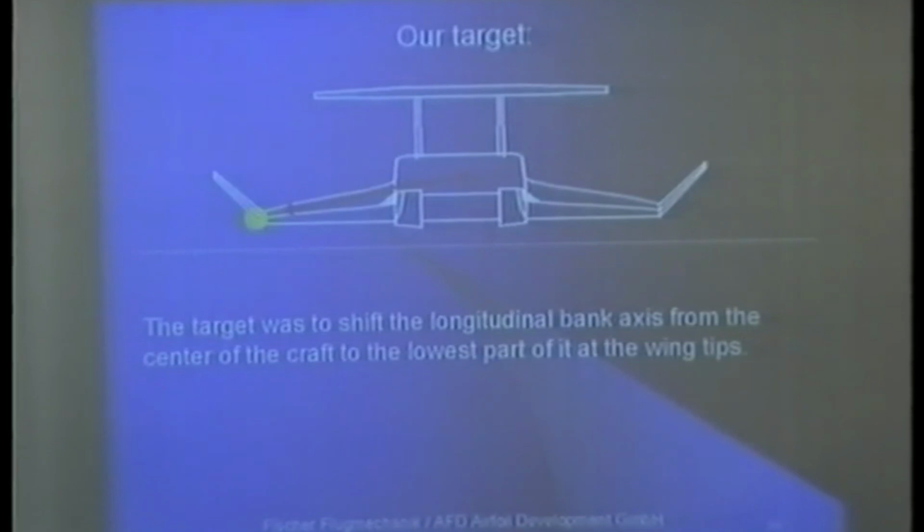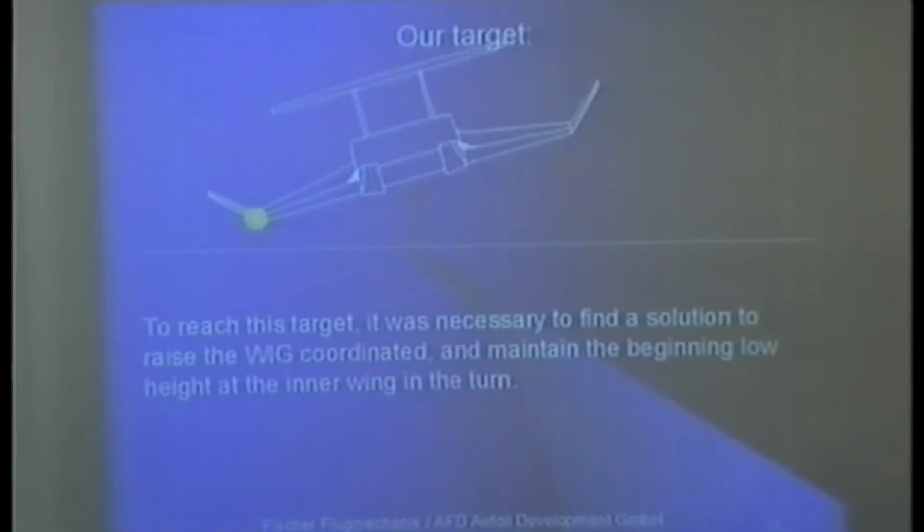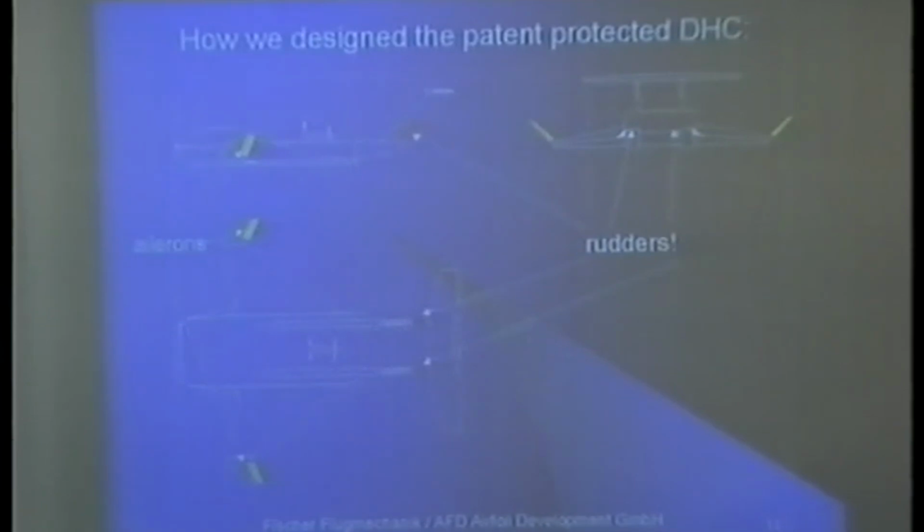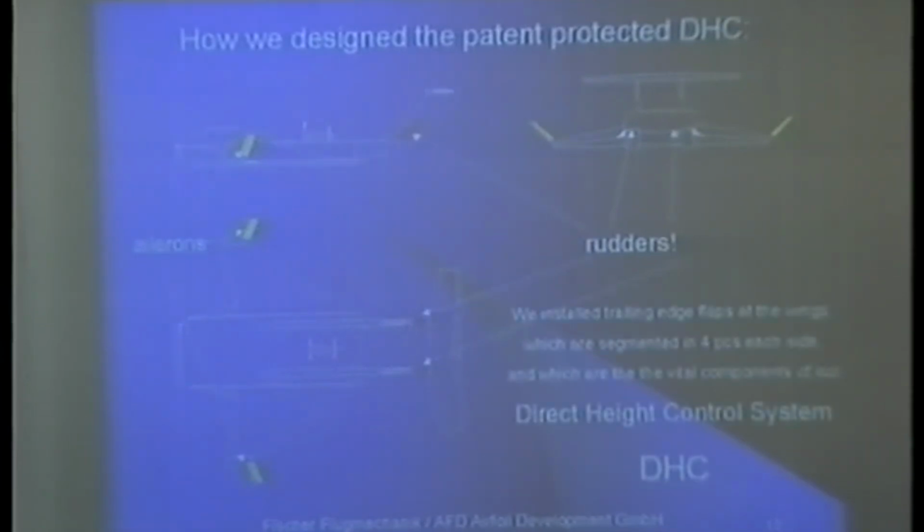So what we try now is to go with the axis around, we turn, not in the center of the craft, but at the tip of the inner wing. So this means you lift up the craft at the outer wing, but the height at the inner wing remains constant. So far you need, in addition, ailerons to come to a bank.